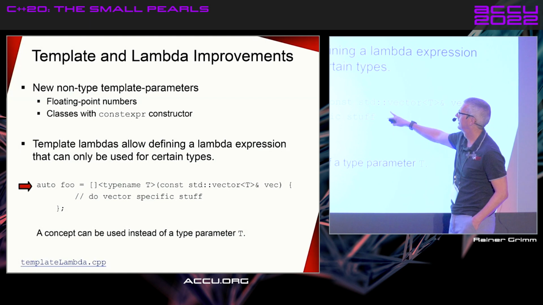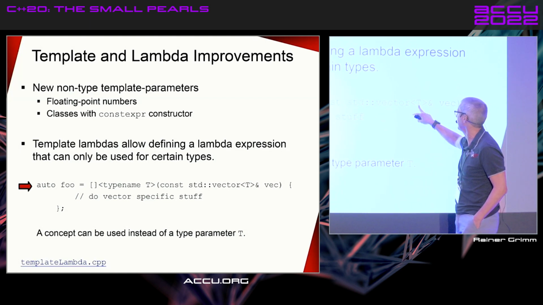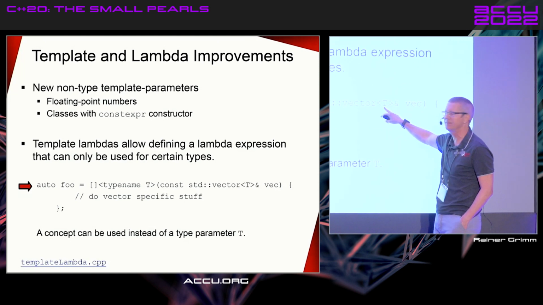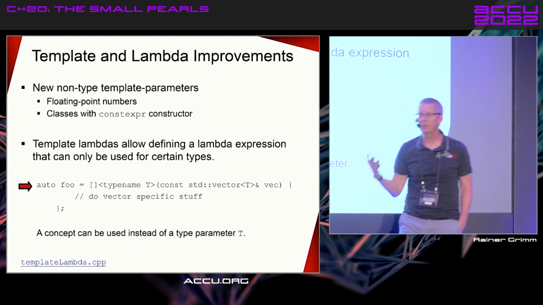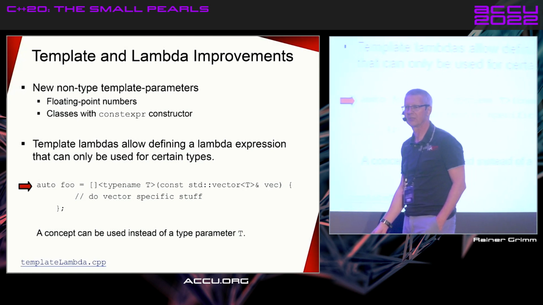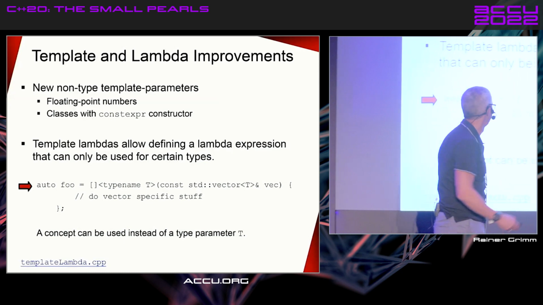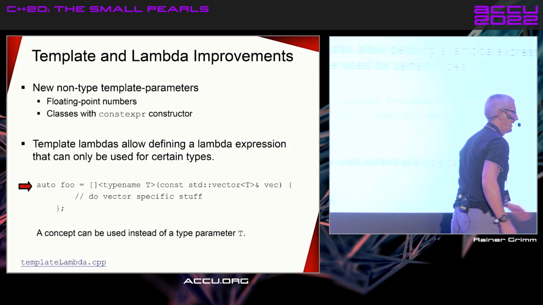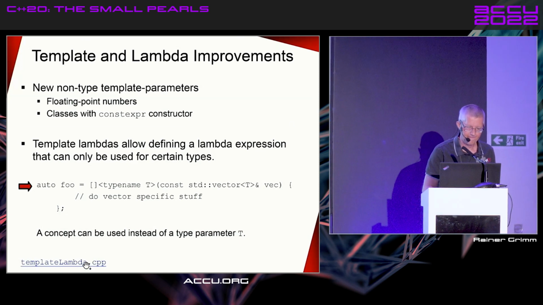What does it mean? I want only to have a vector. What could be generic is my element type. So I say I only want to accept a vector, but I don't care which type the vector has or which elements the vector has. And this is something new. You may think this makes not so much sense, but anyway, let me show you something.